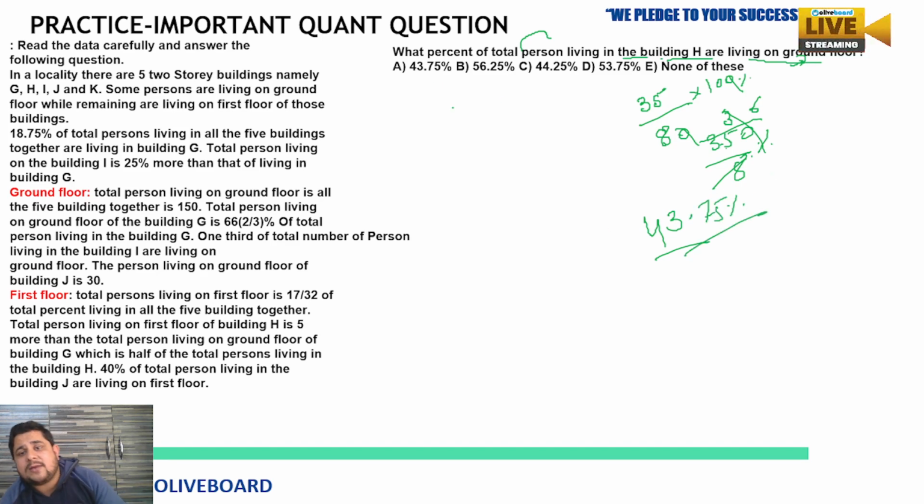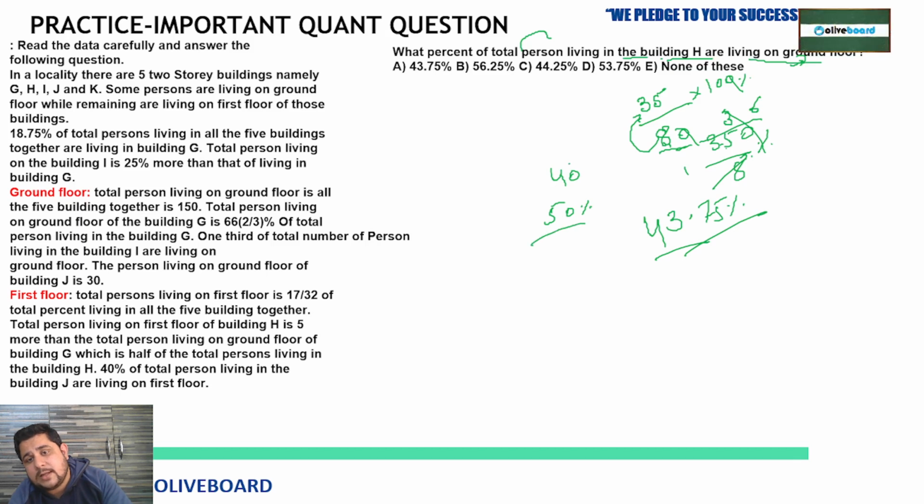So can you calculate it verbally? Yes, it is possible. With respect to 80, 35 is what? Less than half or not? Yes, less than half. So half of 80 is what? 40, which is 50%. Fine. And how much is it less? 5 less than that. So 5 with respect to 80 is how much percent? If you calculate with respect to 80, 5 is how much percent? Then you just need to subtract it from 50, so you'll get the answer.